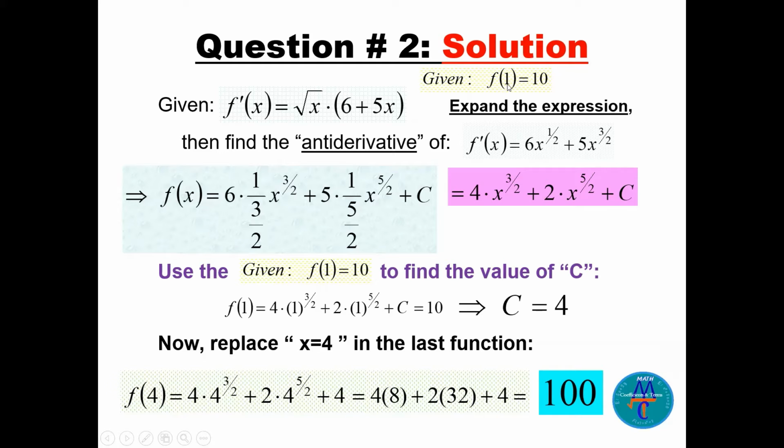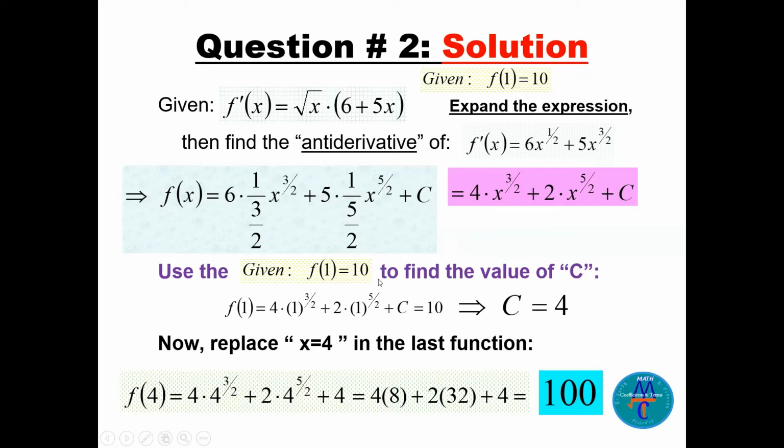Remember also in the given, we have f of 1 is equal to 10. So the antiderivative will be 6, this is the 6 here. We add 1 to the power: x to the power 3 over 2, then we divide by 3 over 2, plus 5, x to the power 3 over 2 plus 1, and we divide by 5 over 2. So when we simplify, we get 4 times x to the power 3 over 2 plus 2 x to the power 5 over 2 plus capital C.